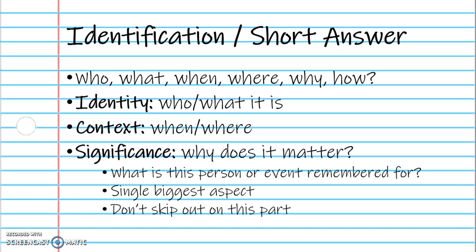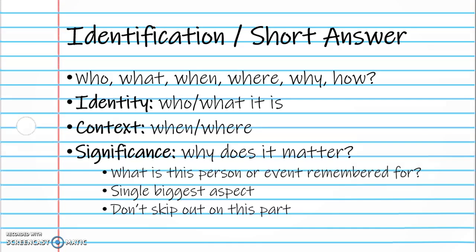With any answer, you need to answer identity, who or what something is; context, when and where it happened; and significance, why does it matter? What is this person or event remembered for? Significance is the single biggest aspect where you can either make the most mistakes by not putting enough information, or you can earn the most points by putting an adequate answer. Don't skip out on significance.